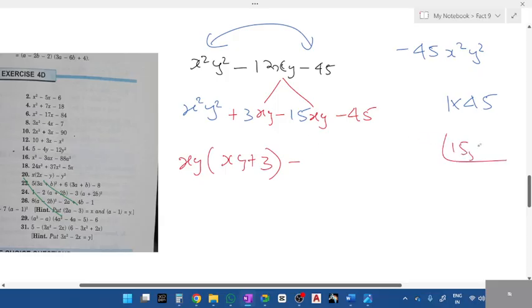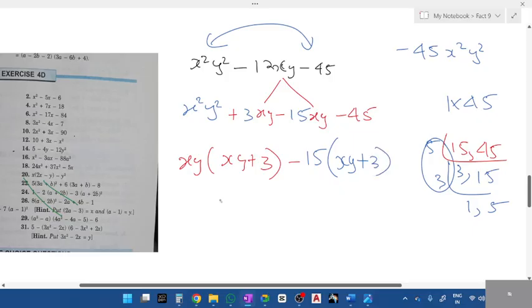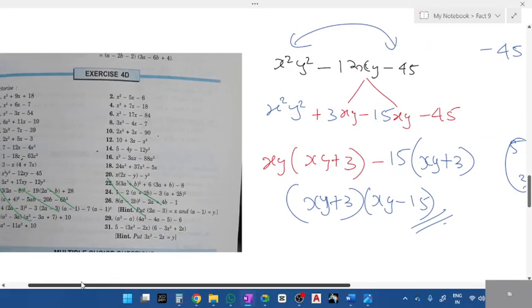Factorize 15 and 45. Start with 3 or 5 times table. 5 threes are 15, 3 ones are 3, 3 fives are 15. What's the HCF? 15. Okay, that's it. So how many questions are there?